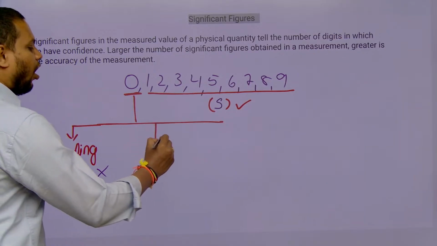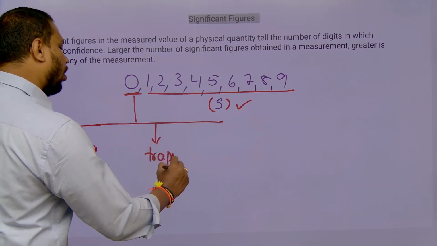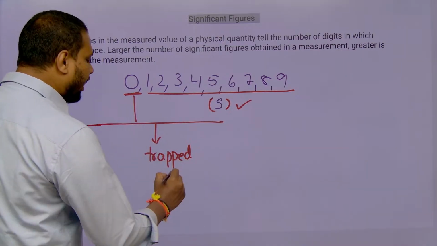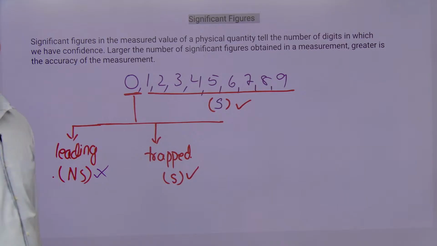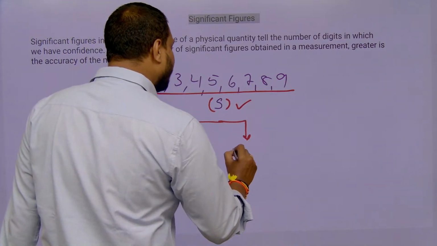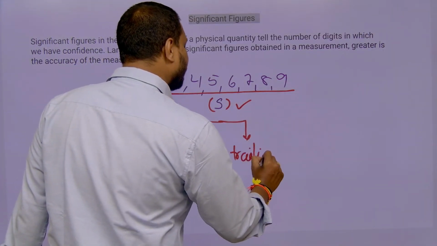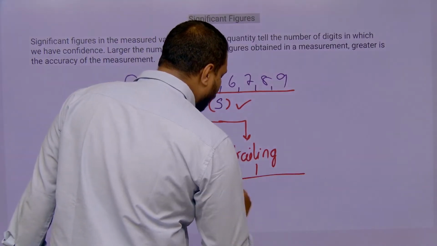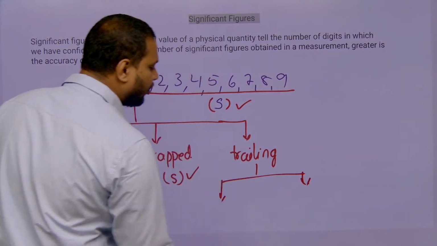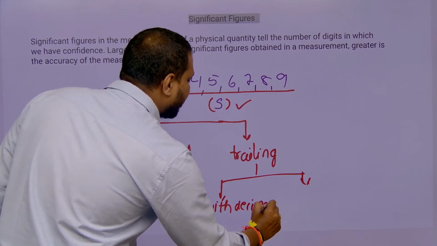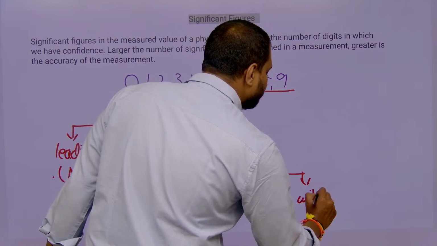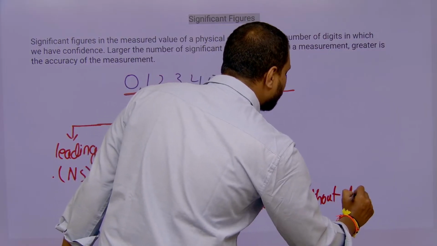Then next, all trapped zeros. Please remember, all trapped zeros are significant, which means we have to count those numbers. Then one more thing is trailing zeros. For trailing zeros we have two conditions. The first condition is with decimal, and the second condition is without decimal.